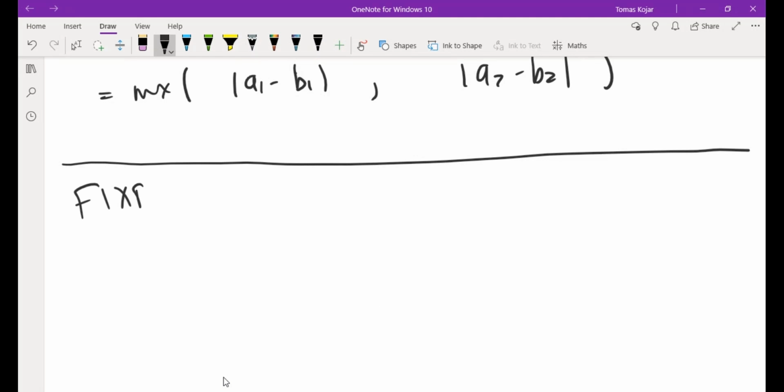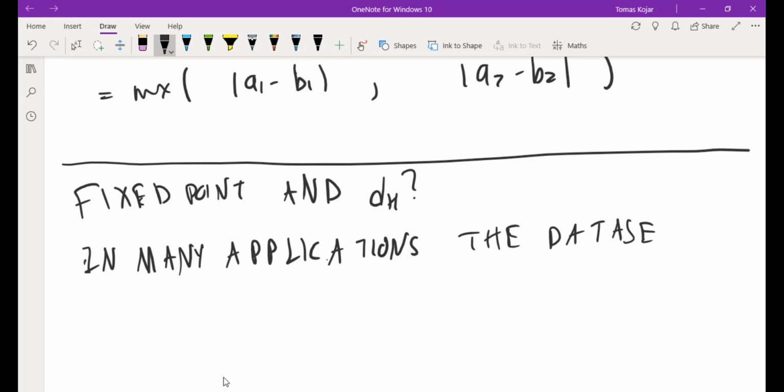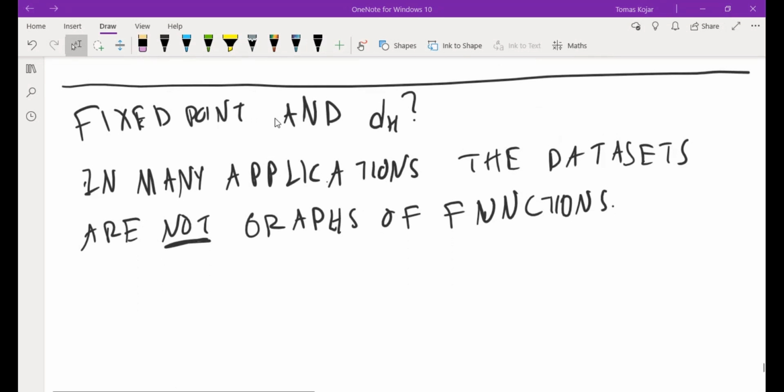Yes, fixed point. Now we're going to talk about the fixed point. Fixed point and Hausdorff distance. Okay. In many applications, the data sets are not graphs of functions. So here's an example from data imaging. I hope I can give you the picture.